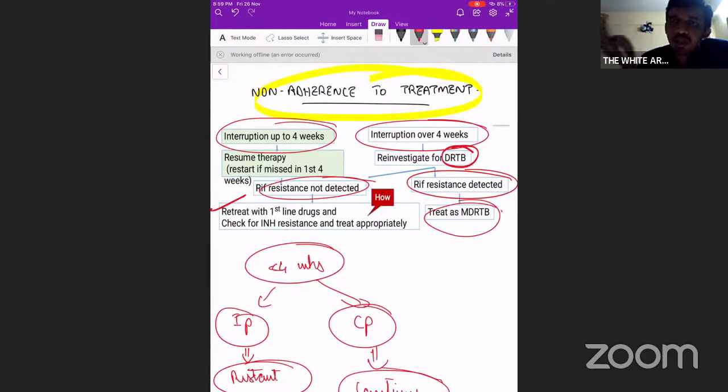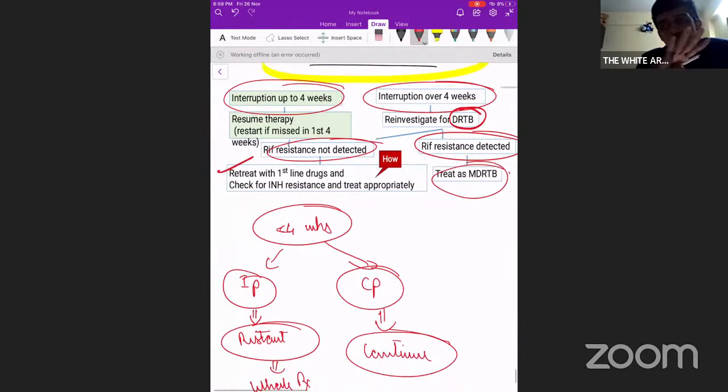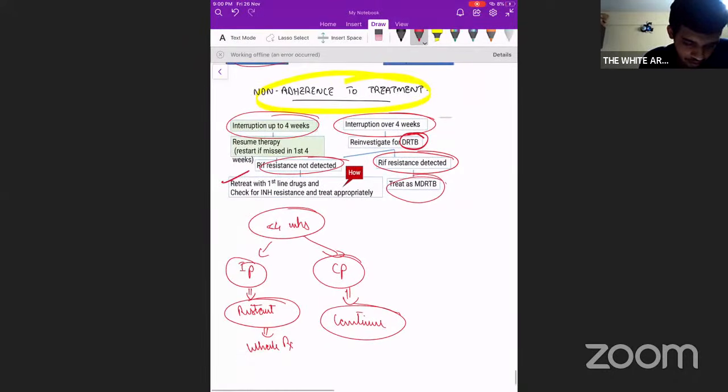If less than 4 weeks in the induction phase, just restart the treatment, no need to make him undergo the drug-resistant tuberculosis pattern. If it is less than 4 weeks and he belongs to the continuation phase, then just resume the therapy, don't do anything. But if the interruption is more than 4 weeks, we'll have to investigate for drug resistance. If it is sensitive to rifampicin, then start the whole treatment again from the beginning. If it is resistant, then treat it as MDR-TB. So yeah, that's it, guys.